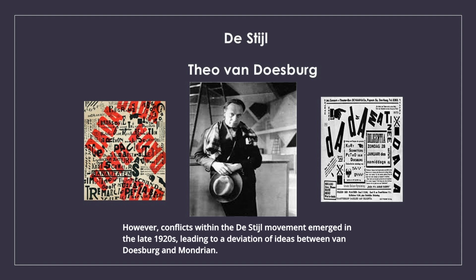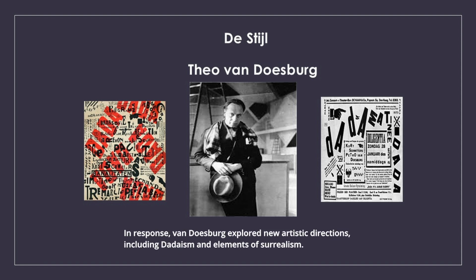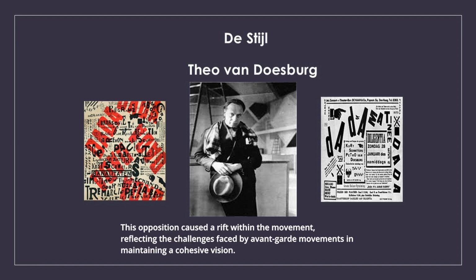However, conflicts within the Stijl movement emerged in the late 1920s, leading to a deviation of ideas between Van Doesburg and Mondrian. In response, Van Doesburg explored new artistic directions, including Dadaism and elements of surrealism. This opposition caused a rift within the movement, reflecting the challenges faced by avant-garde movements in maintaining a cohesive vision.